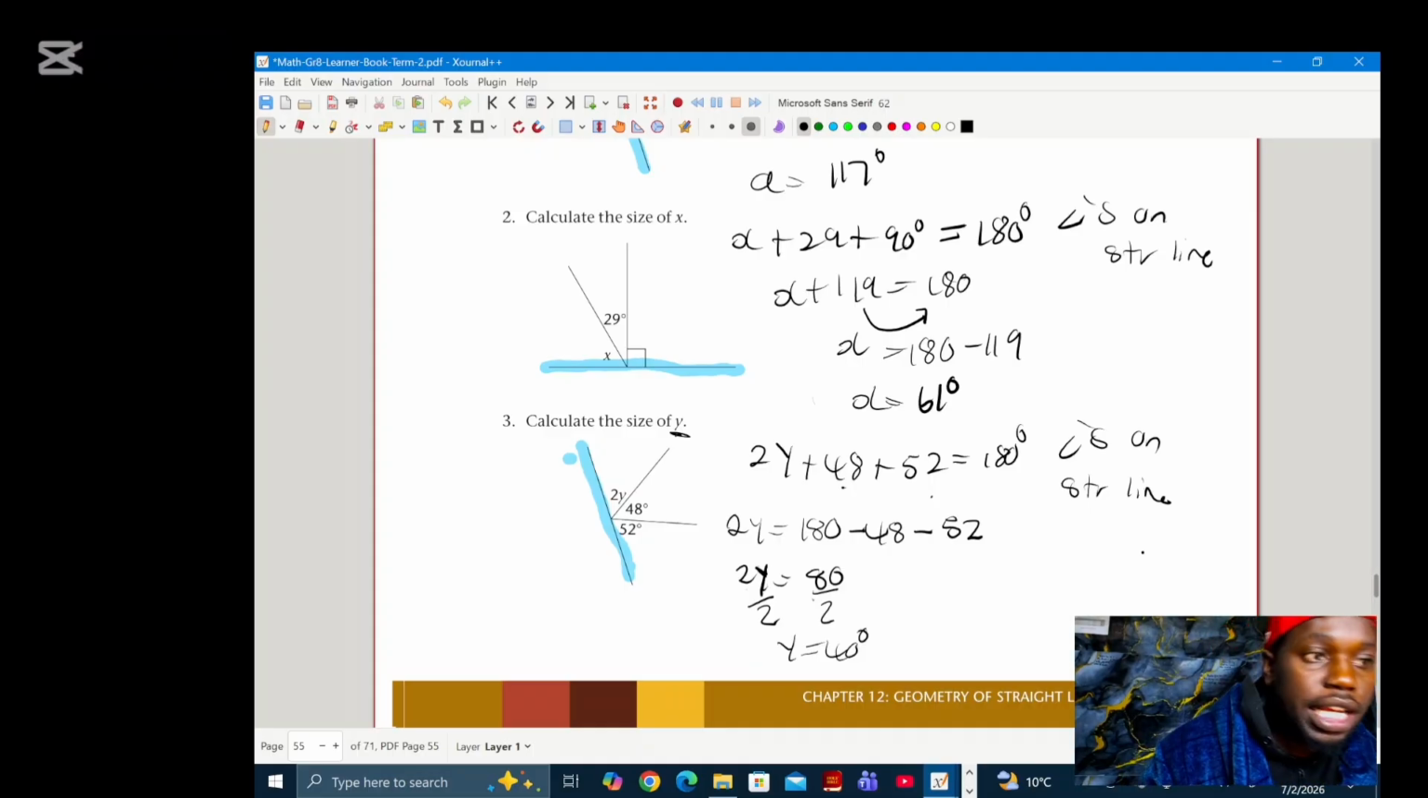Let's meet on the next one when we are dealing with vertically opposite angles.